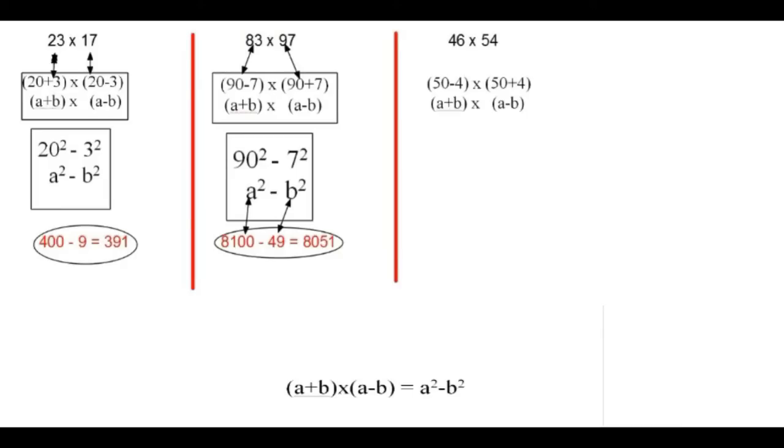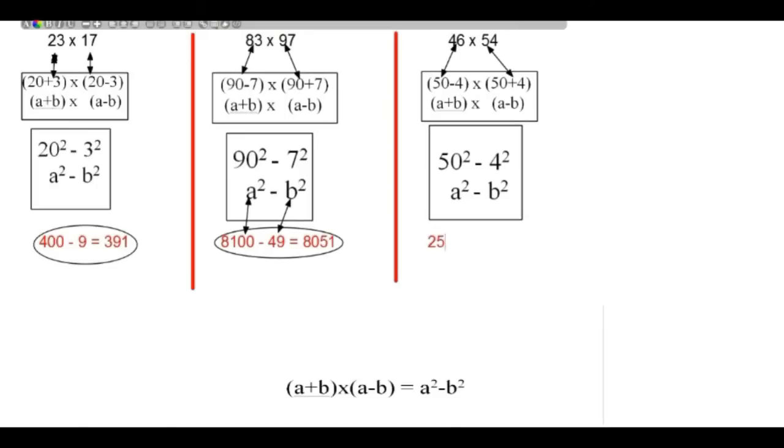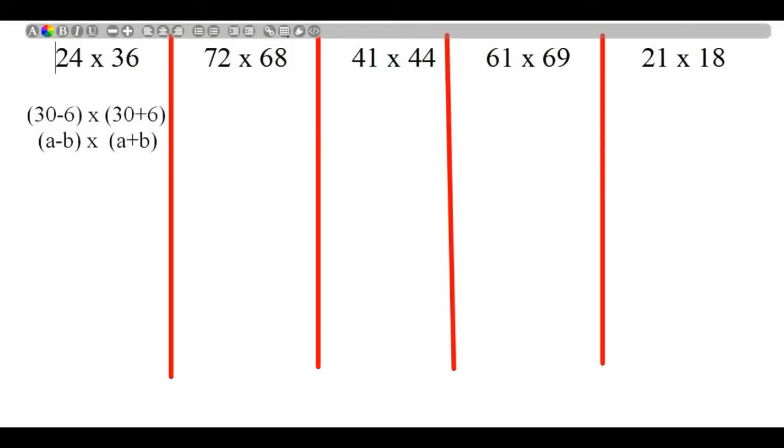Examples now. For example, 46 into 54. If you observe, this is 50 minus 4 and this one is 50 plus 4. So the answer should be 50² - 4², that is 2500 minus 16, which equals 2484. How quickly can you get the answers for these 5 questions? Your time starts now.